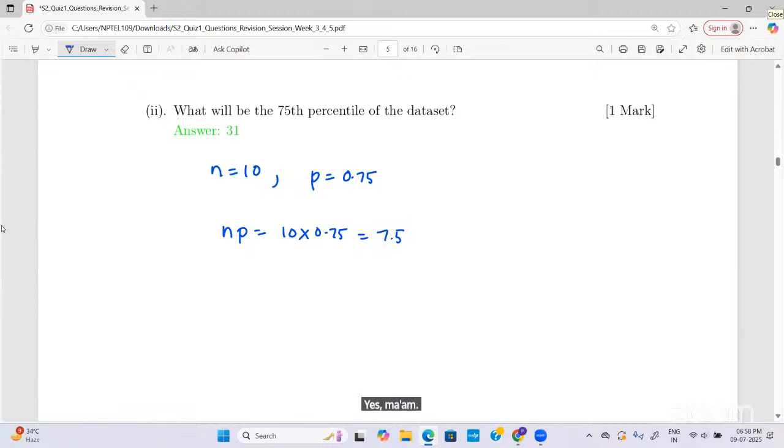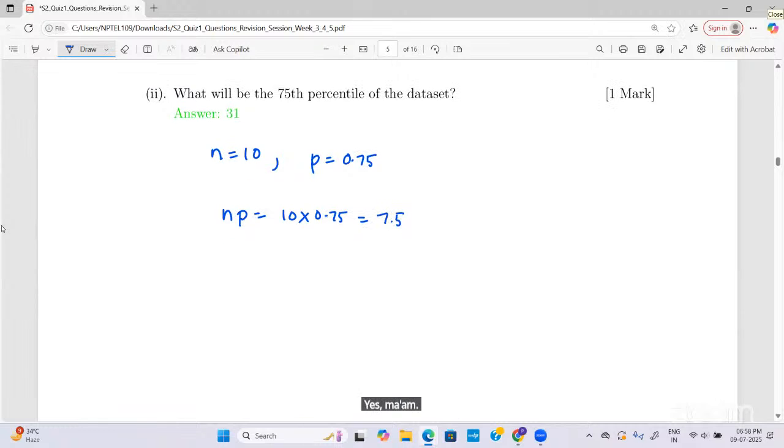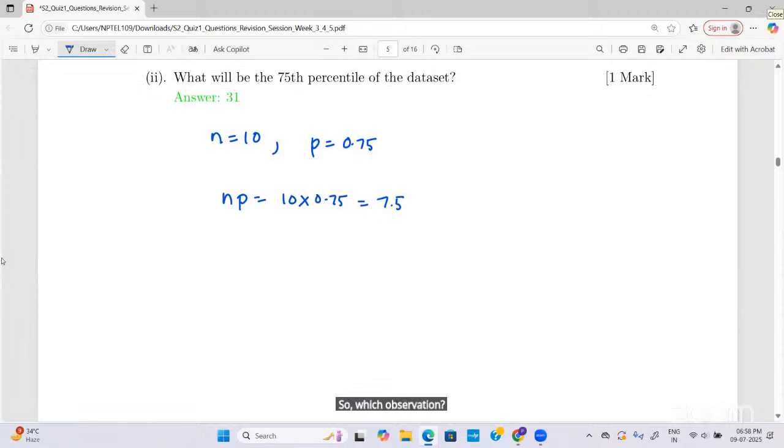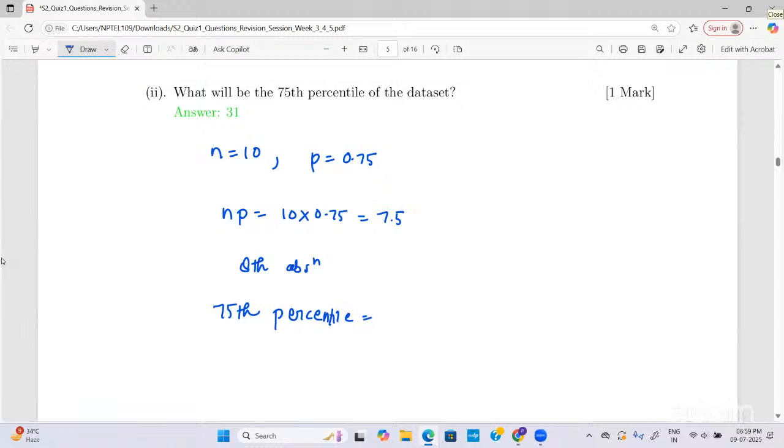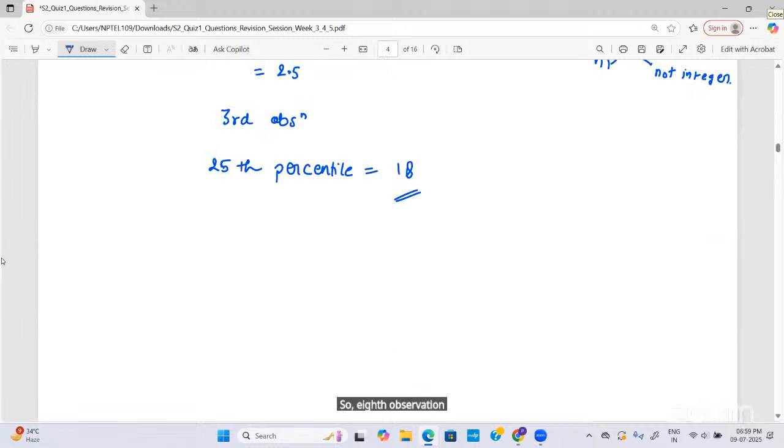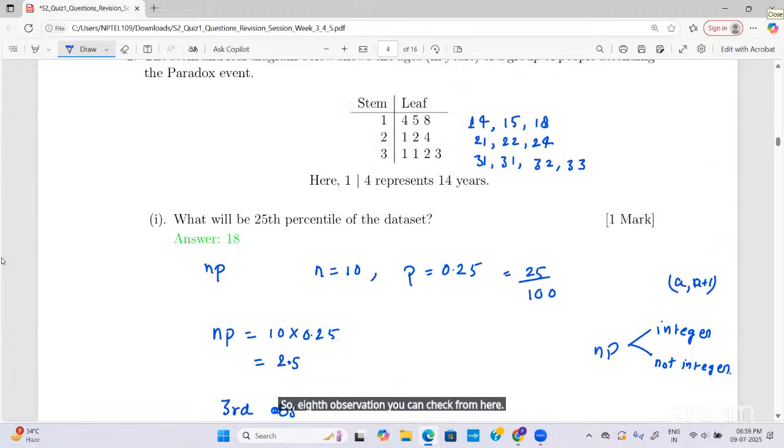So which observation will be the 75th percentile? Eighth. Yeah, 8th observation. Okay, so the 75th percentile. The 8th observation you can check from here. This one, okay, this observation. So this is 31.